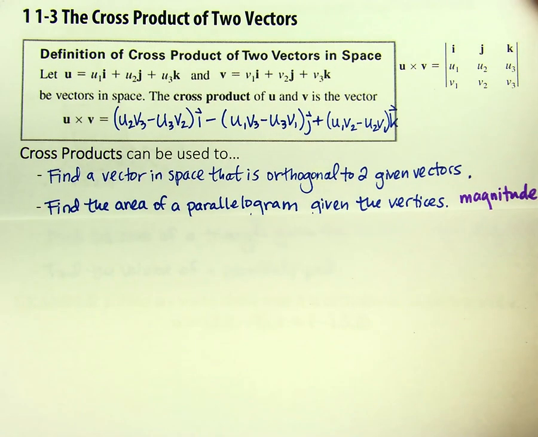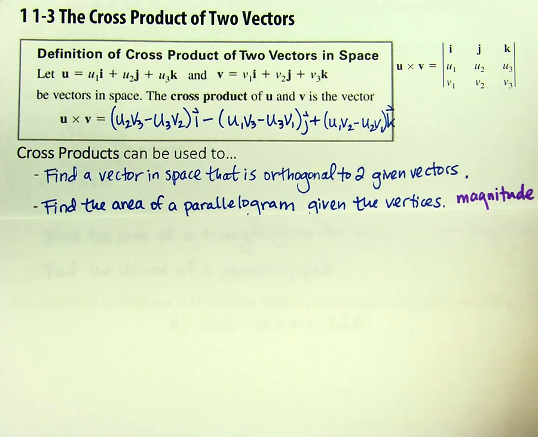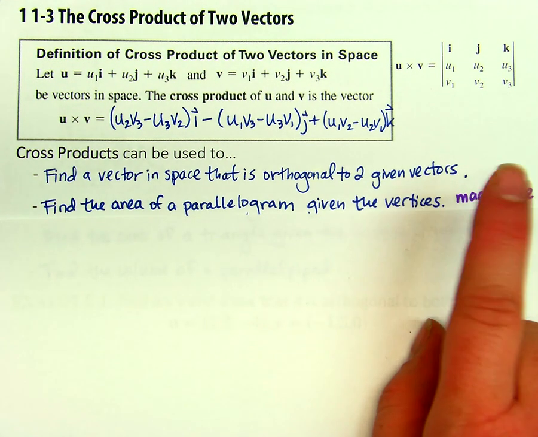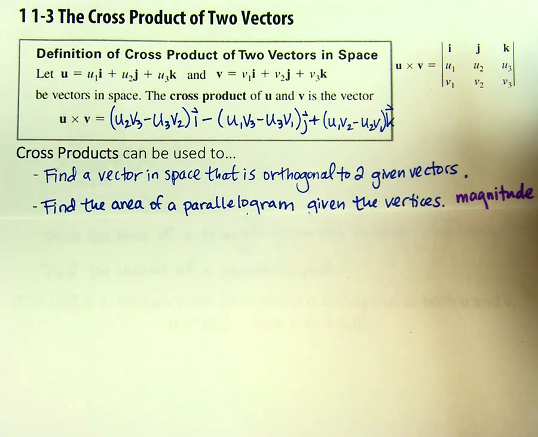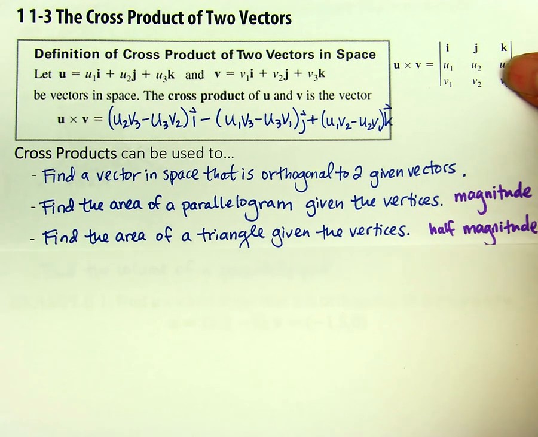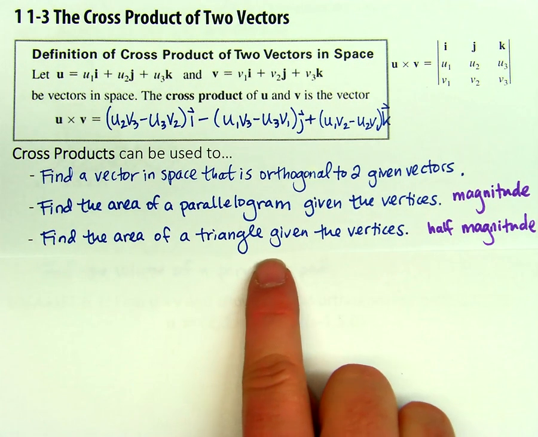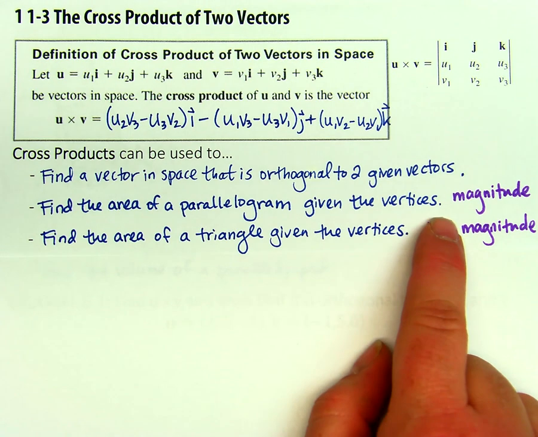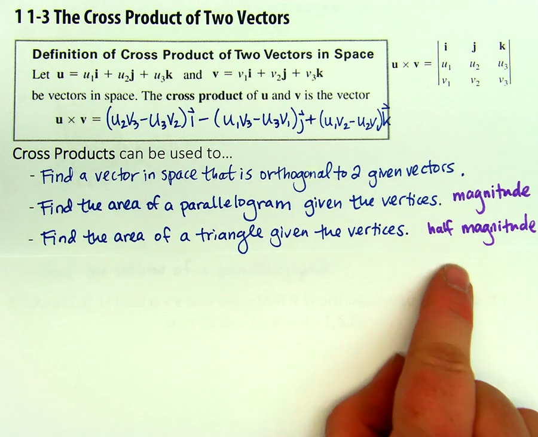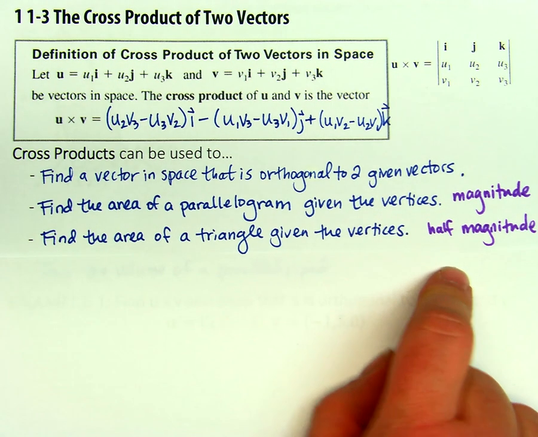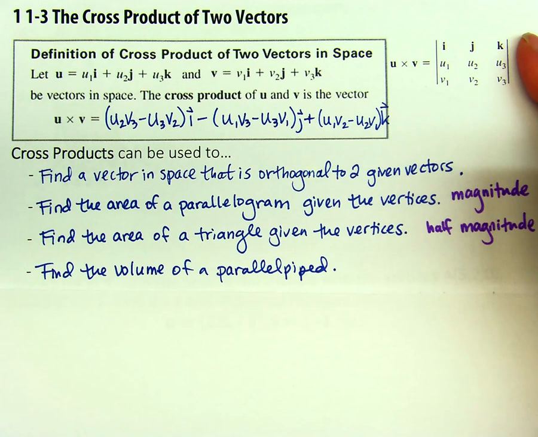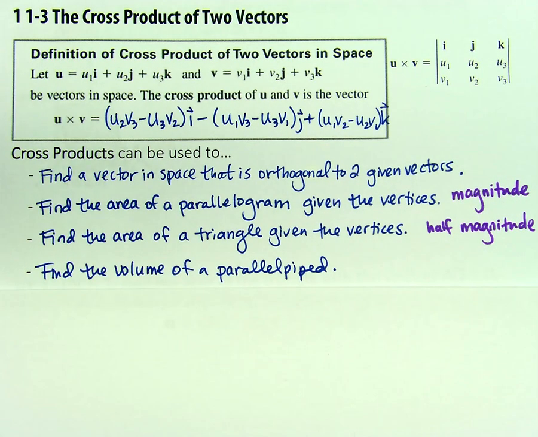I can also use it to find the area of a parallelogram if I know the vertices. So instead of using geometry, I could use some vectors. And really, I'm just going to find the magnitude, okay, using the cross product. And I can also use it to find the area of a triangle given the vertices. And it's going to be similar to the parallelogram, but I'm going to cut it in half because a triangle is half a parallelogram. And then finally, it's to find the volume of a parallelepiped, which is just a 3-dimensional parallelogram.